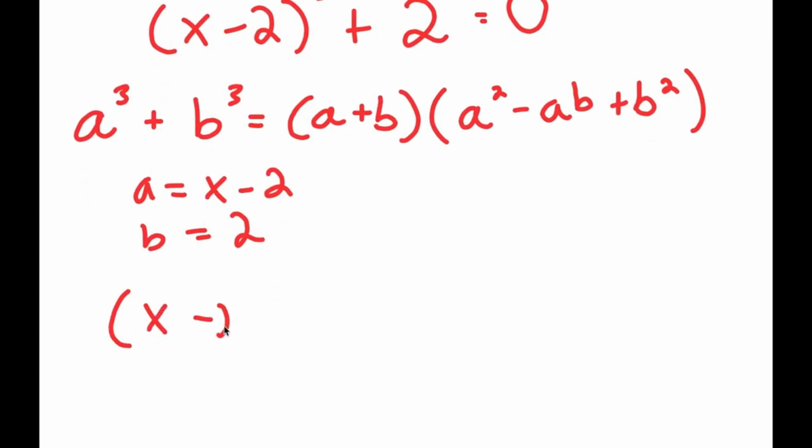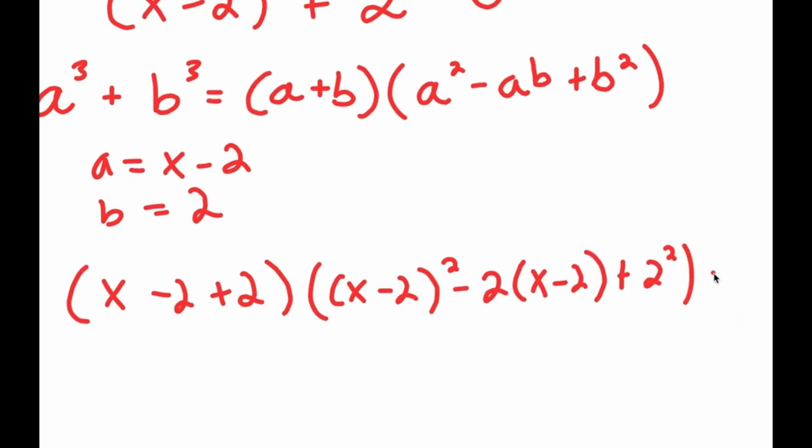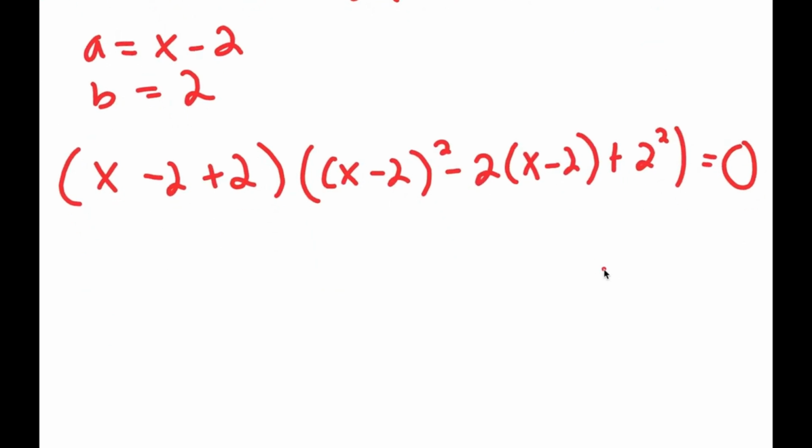So I get (x - 2 + 2) times (x - 2)^2 - 2(x - 2) + 2^2, and this is equal to 0. Now we can simplify this. So negative 2 and positive 2 cancel out.